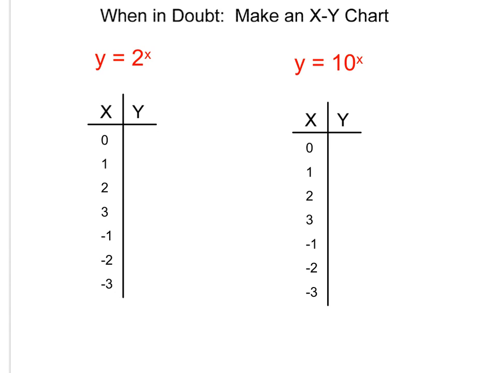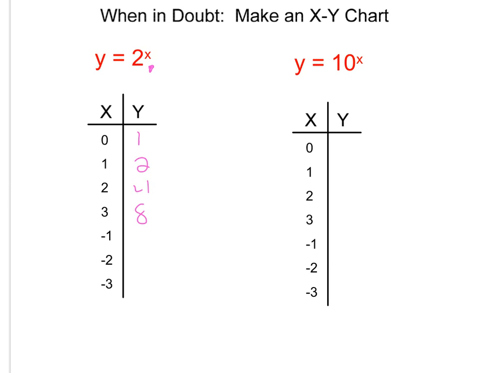So if I look right here, when x is 0, here's my x. If I throw in 0, I'm going to have y equals 2 to the 0, so y would be 1. If x is 1, we have y equals 2 to the first power, which is 2. If x is 2, we have y equals 2 to the second power, which is 4. If x is 3, y would be 2 to the third power, which is 8.